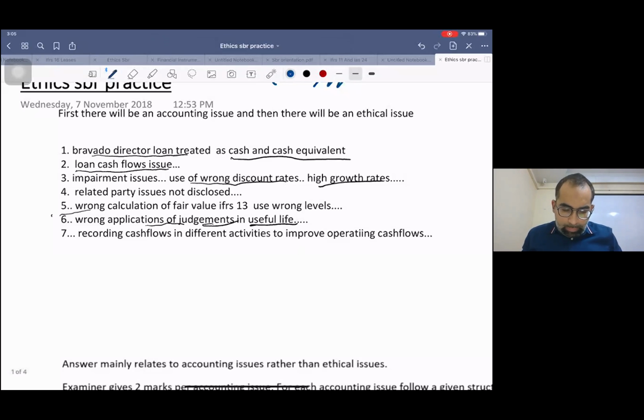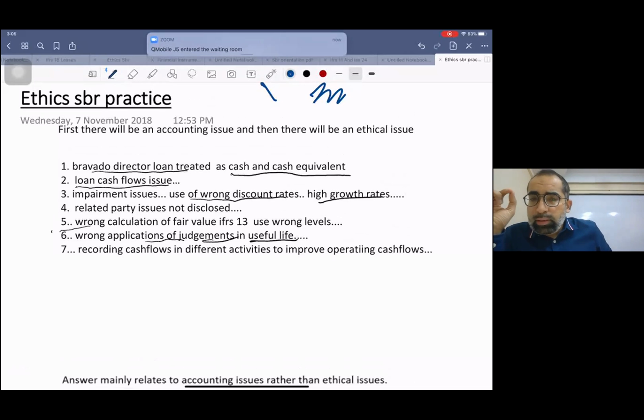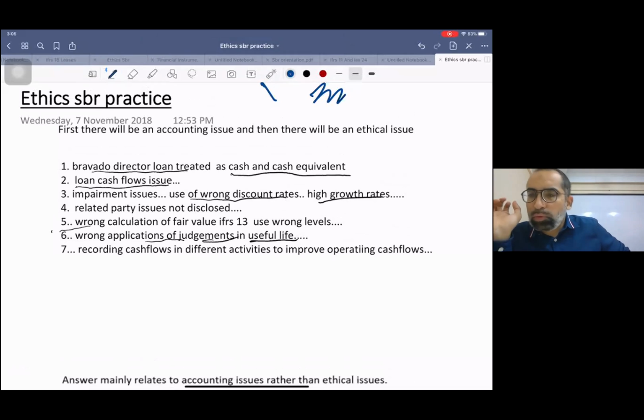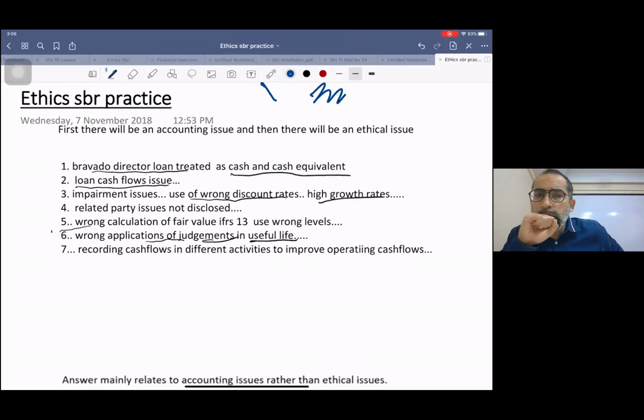Now, in the SBR paper, don't forget this statement: first there will be an accounting issue, and then there will be an ethical issue. Normally, this is the examiner's practice. They will give you ethical issues related to accounting. So always there will be some accounting issue, and then there will be some ethical issue. For example, I've written some examples.